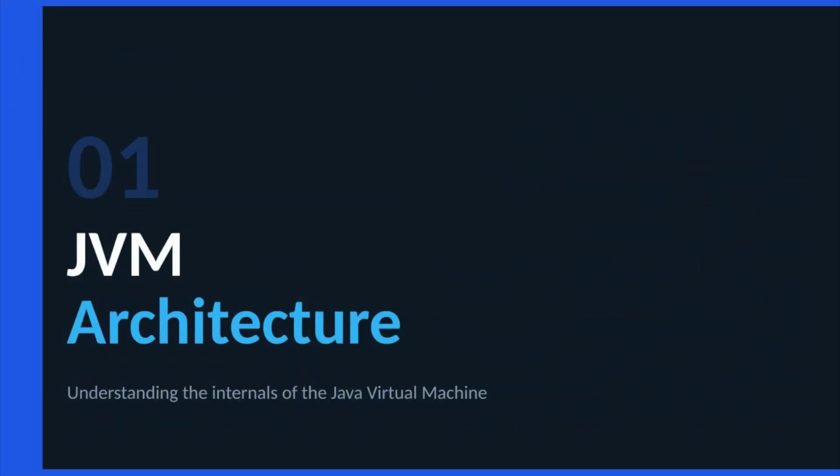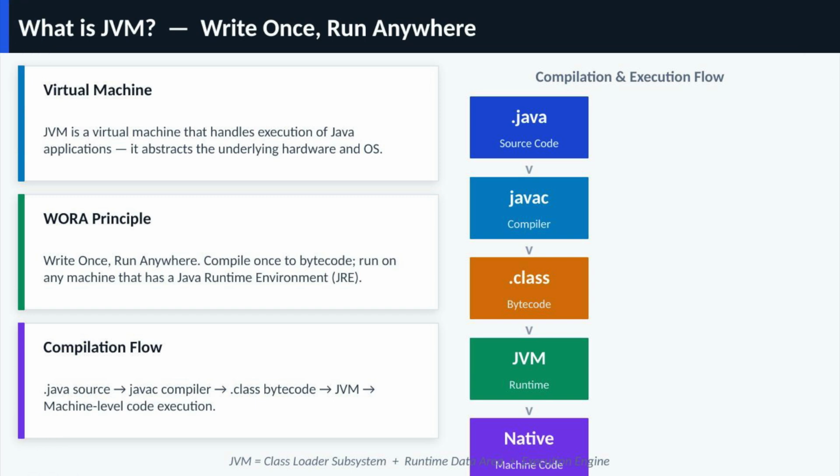What is JVM? Let's see an analogy. Think of JVM as a language translator. Imagine you wrote a book in Tamil. People in Japan and Germany can read it only if they have a translator. Similarly, Java code is compiled into bytecode, and then JVM translates that bytecode into machine instructions understood by the operating system. This is why Java follows the famous write once and run anywhere principle.